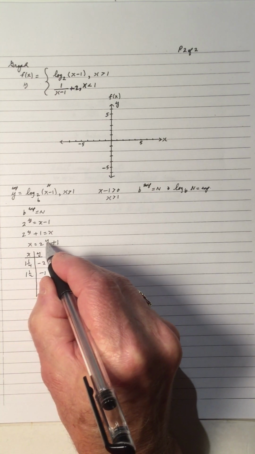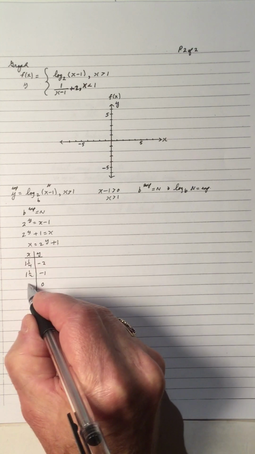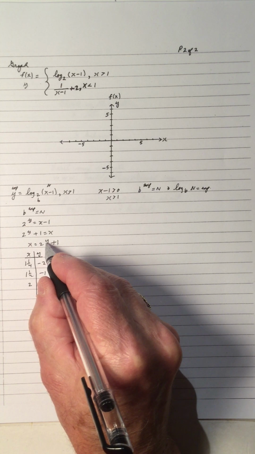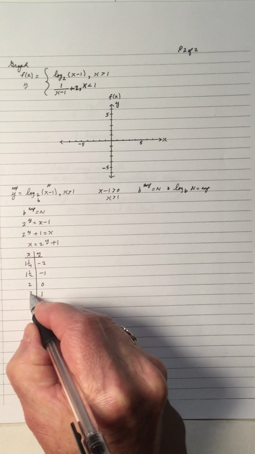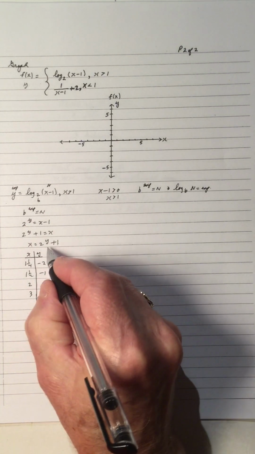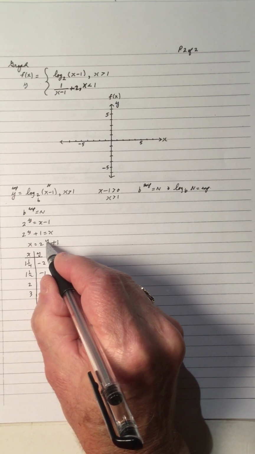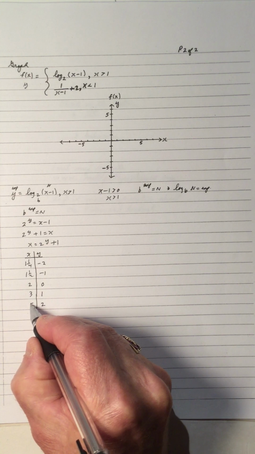0. 2 to the 0 is 1. 1 plus 1 is 2. Put a 1 in. 2 to the 1 is 2. 2 plus 1 is 3. And put a 2 in. 2 squared is 4. 4 plus 1 is 5.